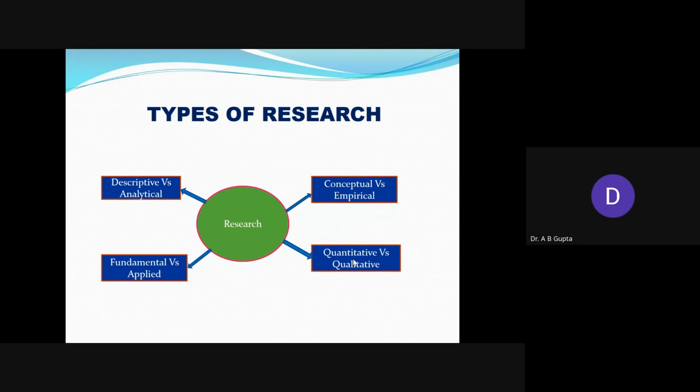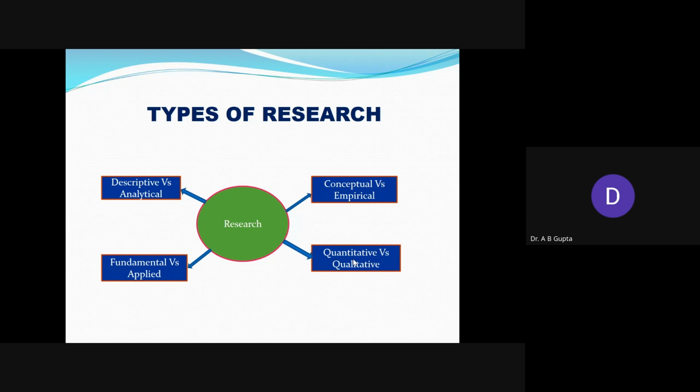Now we come to another very important aspect which we'll be discussing throughout this program, and that is what are the different types of research. How we can categorize different types of research. Here I am talking about roughly 8 types of research. One I call descriptive research, and the next one is analytical research. Then one type of research is fundamental research, and then another type is applied research.